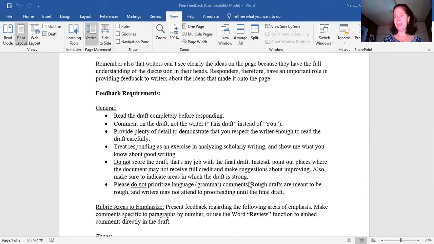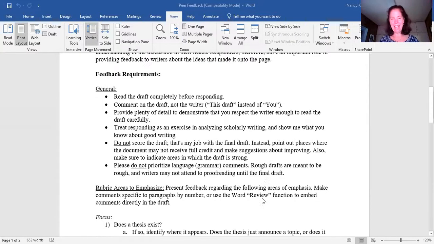And I don't care about small errors. I care about maybe some patterns of error. If it looks like you're always not dealing with apostrophes well, I might ask you to do that. So I don't want peers to do grammar on each other. That would be bad. Okay.